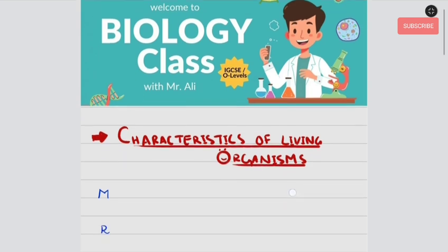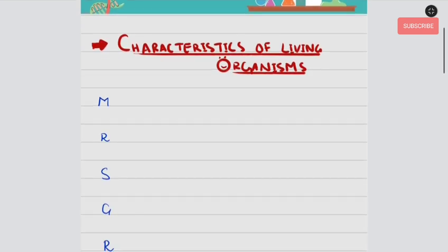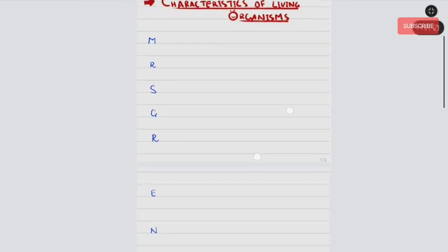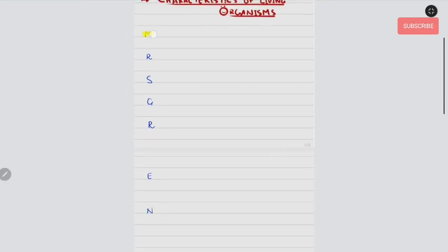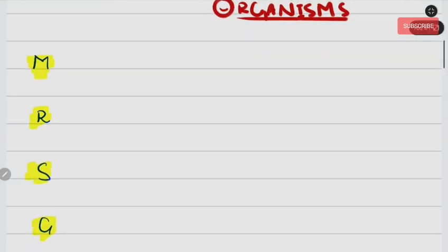Okay. So for the general characteristics of living organisms, we use an acronym, Mrs. GREN. Okay. So I have written it here. This is Mrs. GREN. Now, what does it stand for? Okay, let's talk about that. So the M stands for movement.